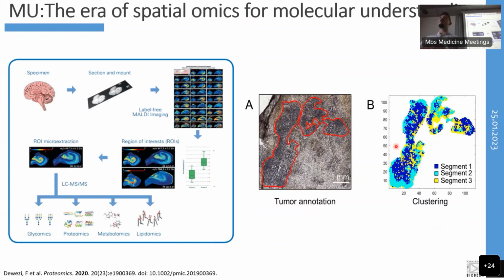Because I would be remiss, of course, standing here saying that mass spectrometry imaging is the perfect technology, you can do everything, it doesn't have limitations. Because yes, you obtain this spatial context, which is very, very important.